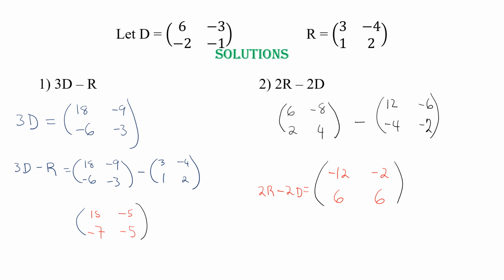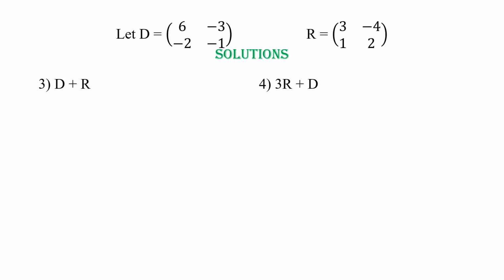I trust you got that. Moving on. All right, so here we have D plus R. There is no scalar in any of these matrices here. So we just take the matrices as they are and we add them to each other.